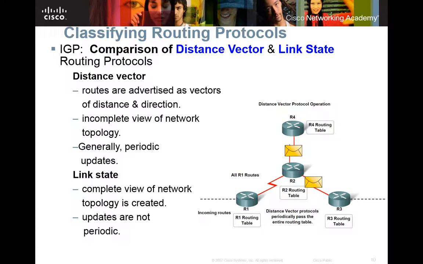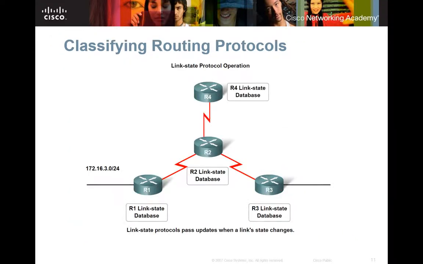What about link state? Link state tells me the entire link of the entire network that I'm in, that autonomous section. Updates are not periodic. Why? Because they're dynamic. Here's a link state. R2 has the database. R1 has the database. R3 has the database. And R4 has the database. If one of these links goes down, what's going to happen? They'll all know because that link's dead.